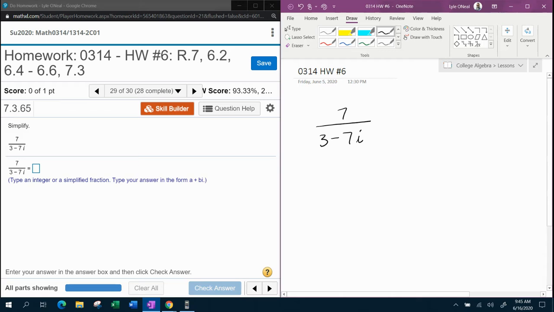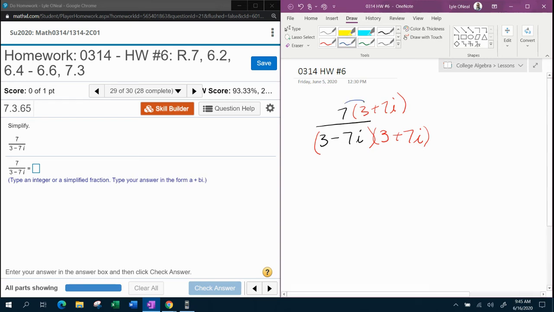What you want to do is multiply by the complex conjugate, okay? Now that's a fancy term that means the same complex number with an opposite sign. So here the complex conjugate of 3 minus 7i is 3 plus 7i. That is the complex conjugate. And whatever you do to the bottom, you have to do to the top. So we're going to multiply top and bottom by the complex conjugate.